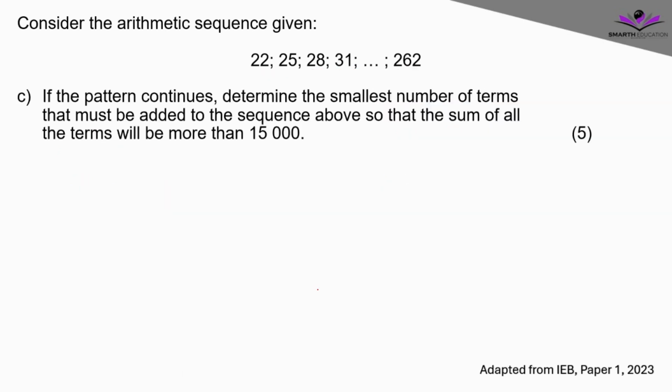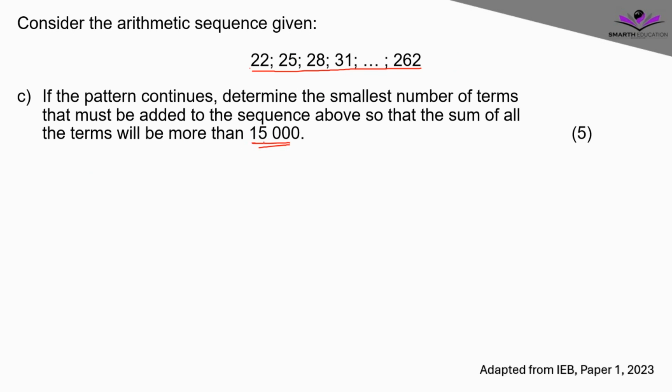And then C. I'm going to show you two methods of dealing with this. If the pattern continues, determine the smallest number of terms that must be added to the sequence above so that the sum of all the terms will be more than 15,000. So now, how many terms must we add to this so that the sum of all the terms will be more than 15,000? Okay, so now we're going to use Sn. So we'll get the number of all the terms that must be added to get a number more than 15,000. That's the first method.